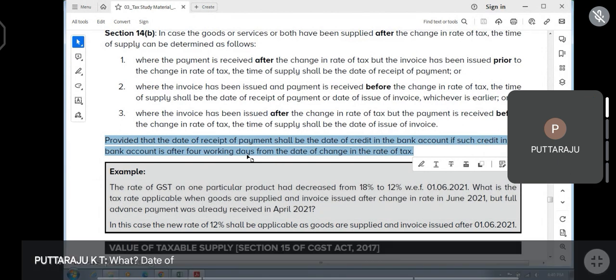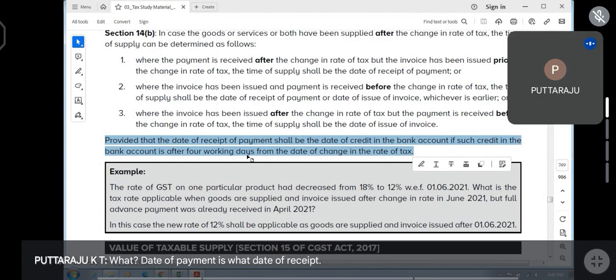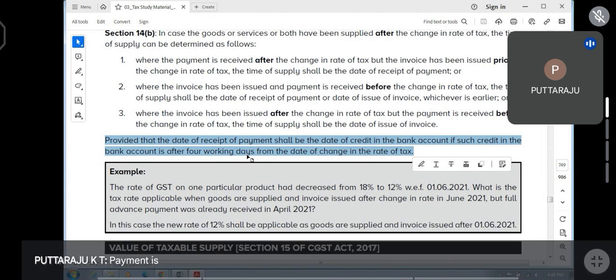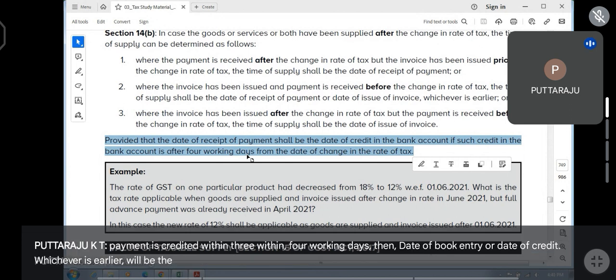Date of payment is what? Date of receipt. The date will be taken when the payment happens after 4 working days from the date of change. If payment is credited within 4 working days, then the date of book entry or date of credit, whichever is earlier, will be the date of payment.